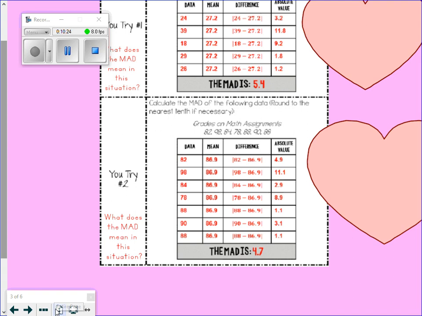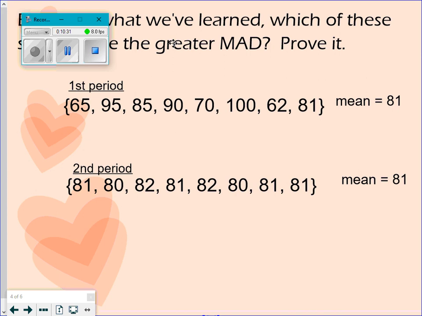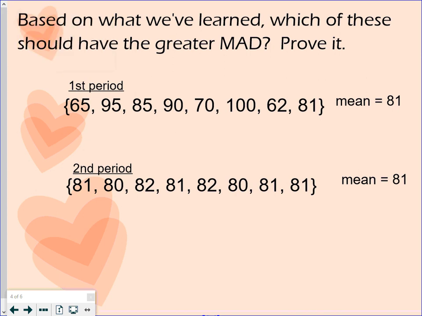All right, so the very last page is your homework, but we're going to do an activity. Based on what we've learned, which of these should have the greater mean absolute deviation? The first one. Why? This one's going to be greater because it's not consistent. Our data values are more spread out. And what can we say about second period's mean absolute deviation? It's more consistent, so you're going to have a smaller mean absolute deviation. Awesome.